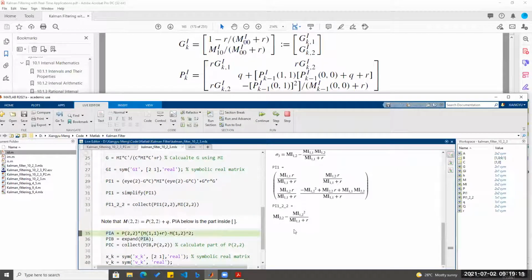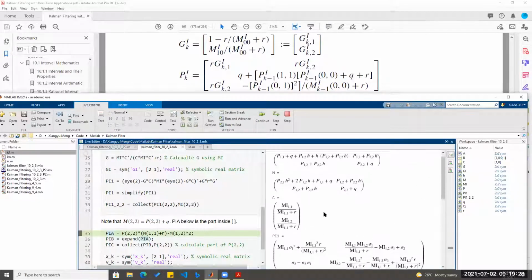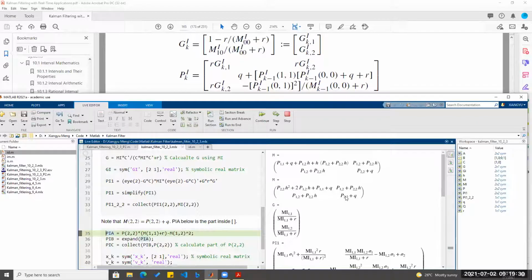Then you know the M22, you see it's simplified, okay? So it's simplified to this form. Then you still remember that the P22, if we compare here, so the M22, if I go here, the M22 is P22 plus Q. If you compare here, we already have Q, okay?